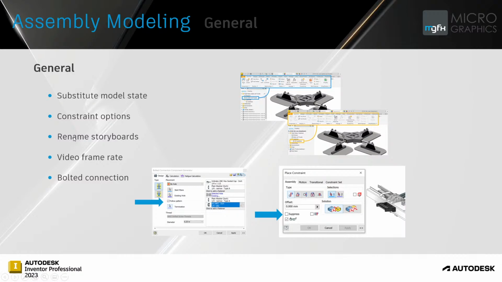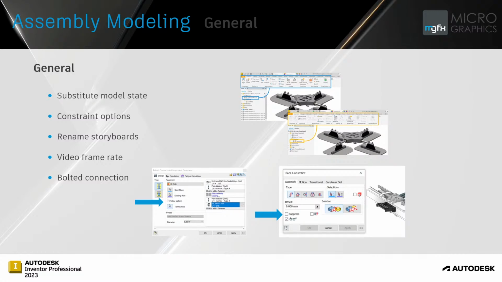Okay, we can also rename storyboards in presentations. So you can right click on storyboard title and rename, which was never available before. You can also, there's a new option to publish to video, right, where you can select the frame rate for the video. So the default used to be 15 frames per second, and now you can enter a value from 1 to 200.